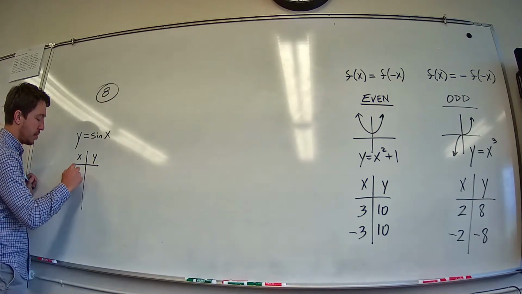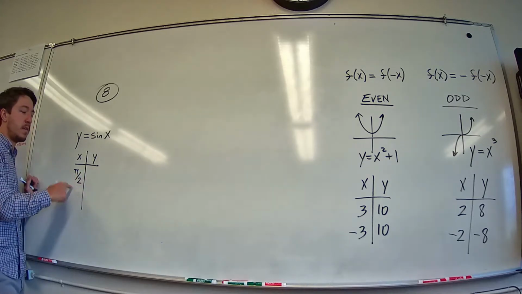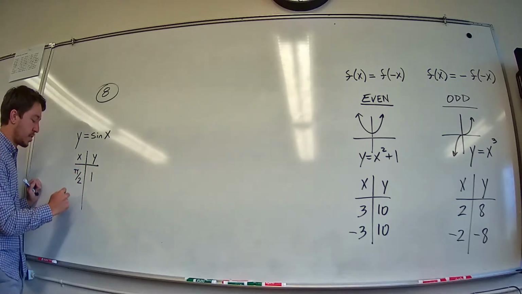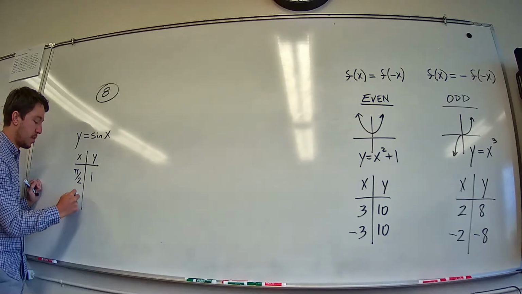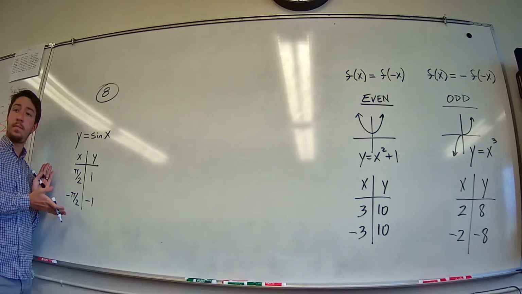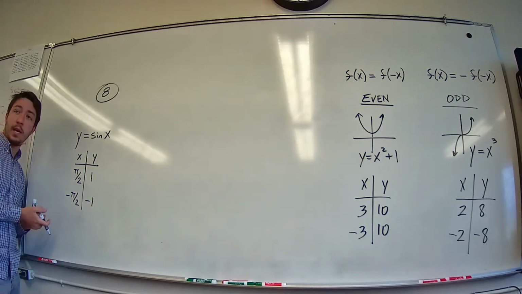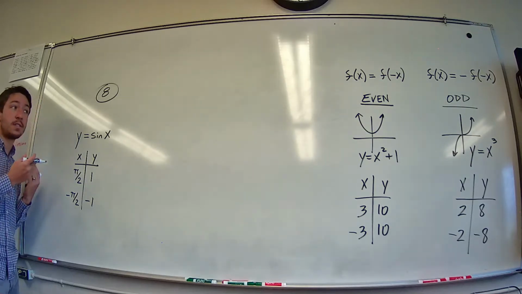Okay, pi over 2, that's a good one. What's the sine of pi over 2? 1. What's the sine of the opposite? -1. Are there any questions on that? Okay, that's a pretty good hint that the sine function is odd.